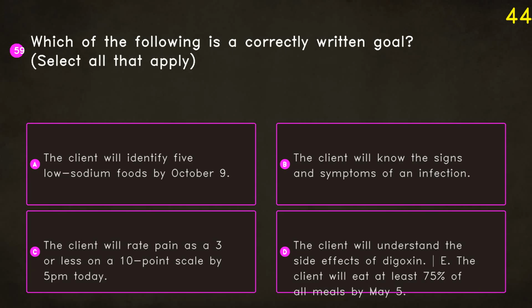Question 59. Which of the following is a correctly written goal? Select all that apply. A. The client will identify 5 low-sodium foods by October 9th. B. The client will know the signs and symptoms of an infection. C. The client will rate pain as a 3 or less on a 10-point scale by 5 p.m. today. D. The client will understand the side effects of digoxin. E. The client will eat at least 75% of all meals by May 5th.